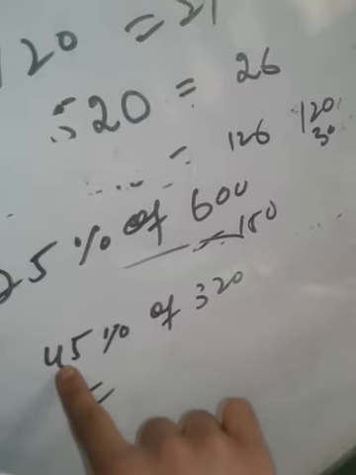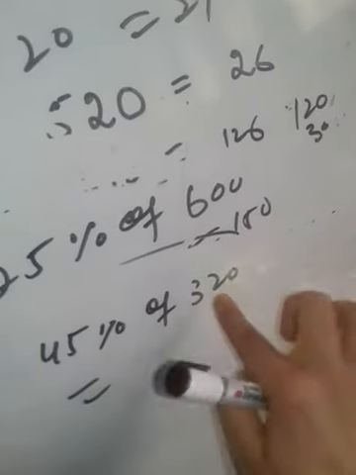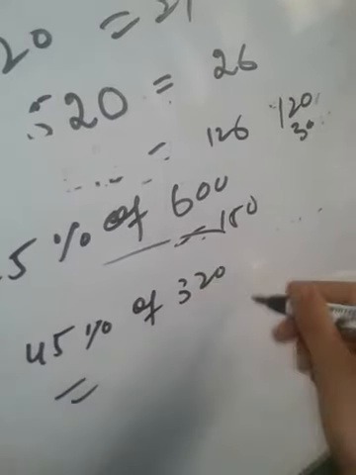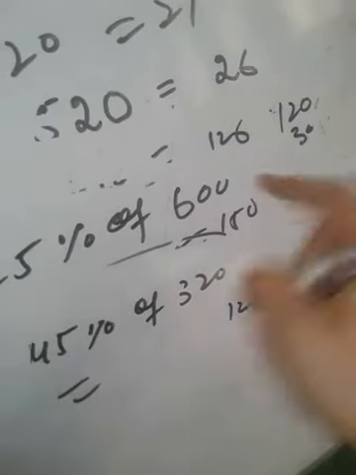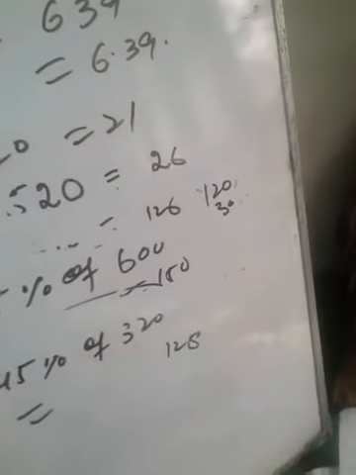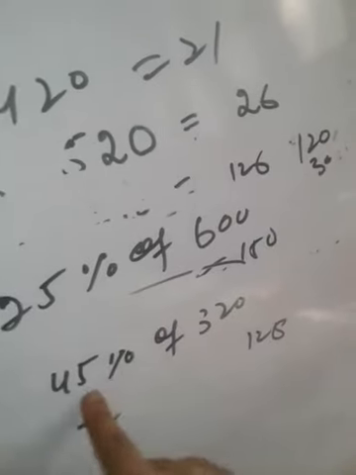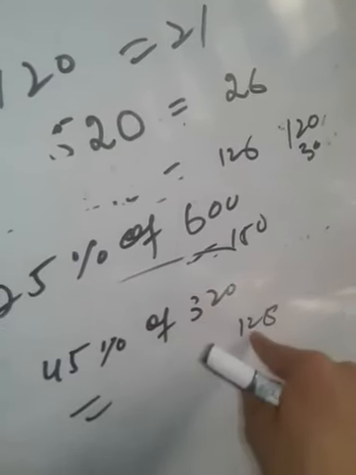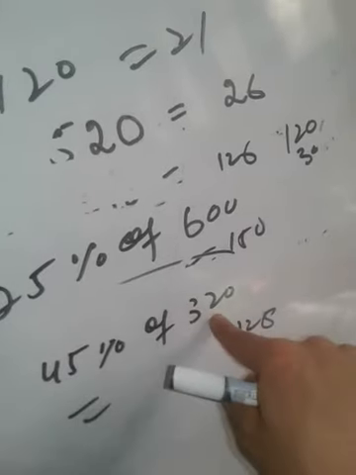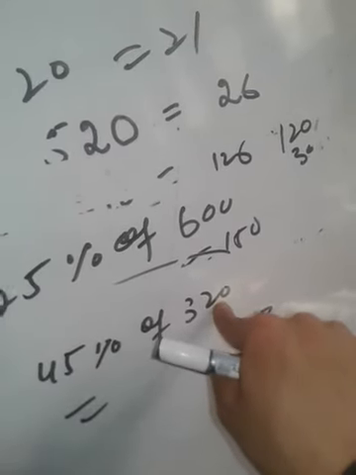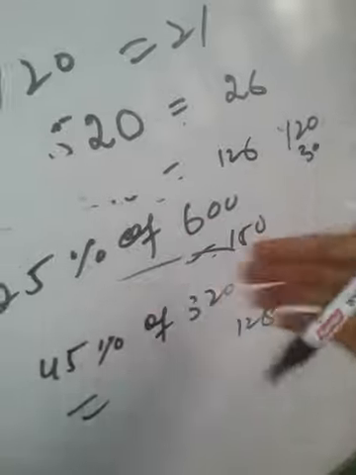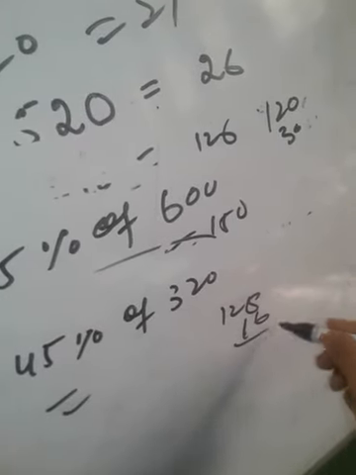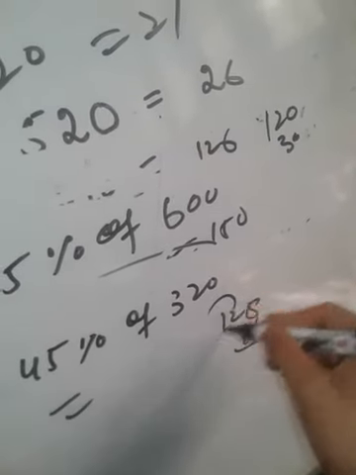It is 40% plus 5%. What is 40%? 4 twos are 8, 4 threes are 12, so it is 128. Sorry, by mistake, it is 128 for 40%: 4 twos are 8, 4 threes are 12. Now what is 5%? 10% is 32, so 5% is 16. Adding gives 144.